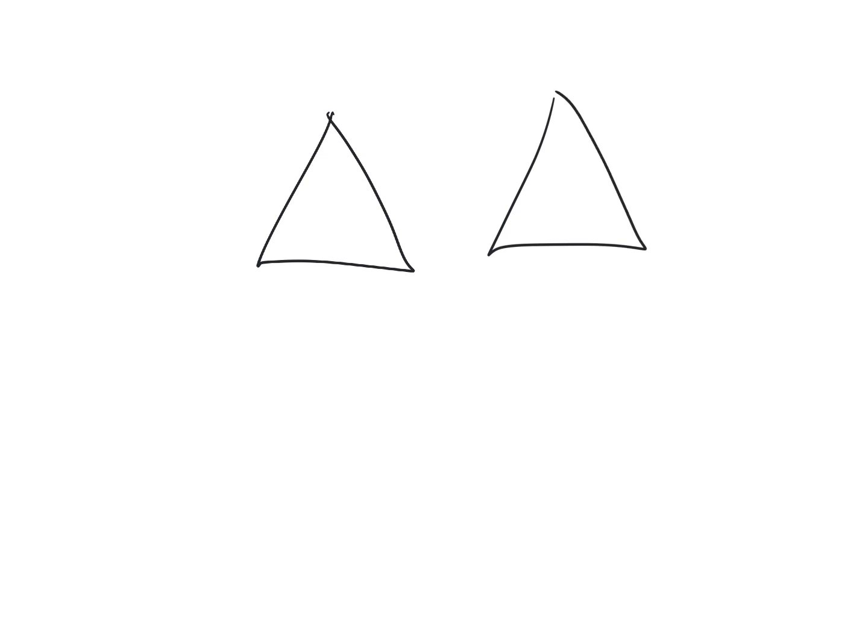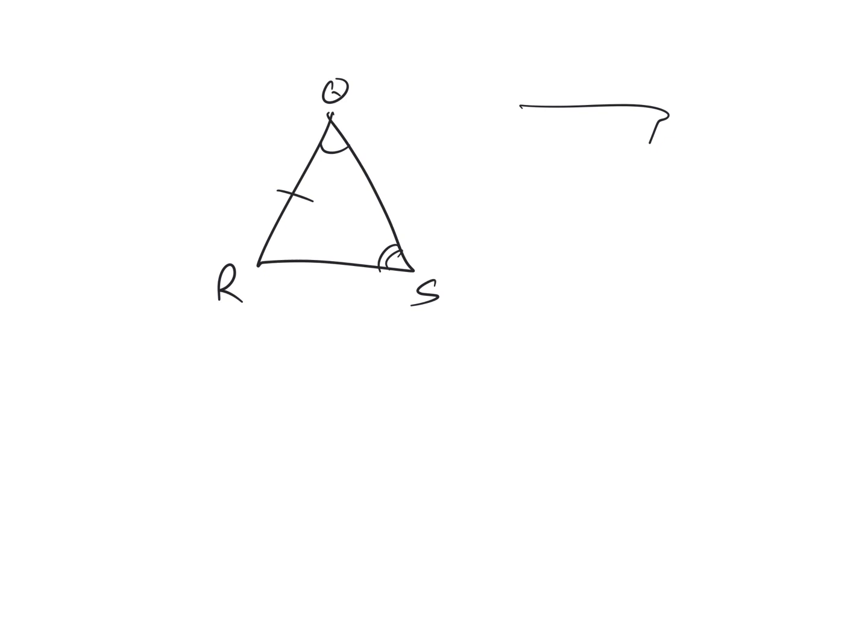I haven't looked at this one yet. This was part of your homework problems. See if you remember it. QRS, and a side, two angles. Oops, I drew that upside down. And we have X, W, and V.